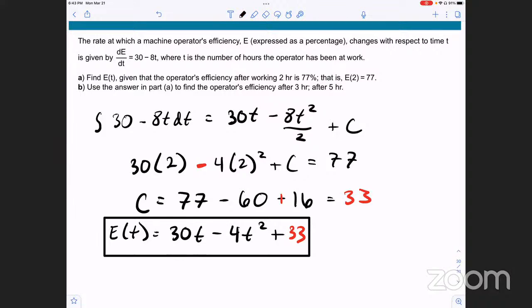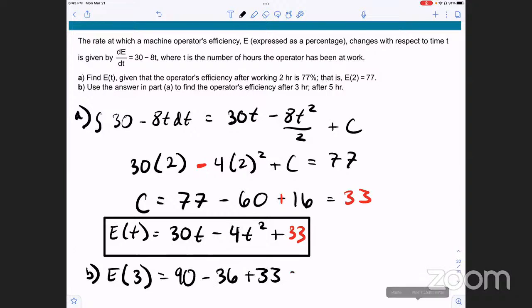Okay, and then use the answer in part A to find the operator's efficiency after 3 hours and after 5. So if this is correct, then you just plug in when t is 3 and then when t is 5. Let's just go ahead and do it quickly. But this was part A. So then they're asking for E of 3. That's going to be 90. 9 times 4 minus 36 plus 33. So that's minus 3. So then that's 87.